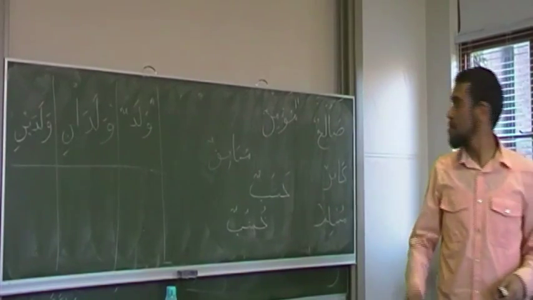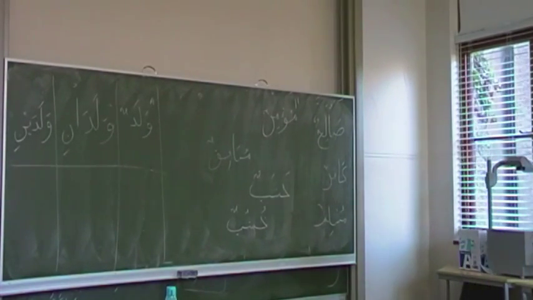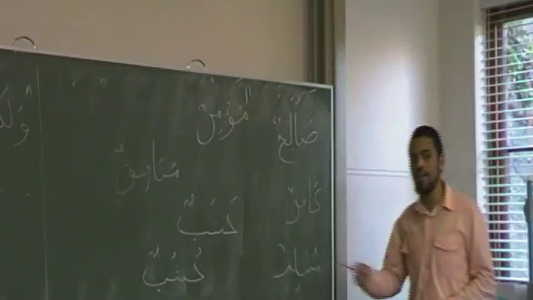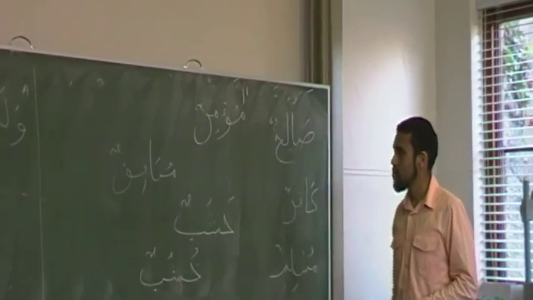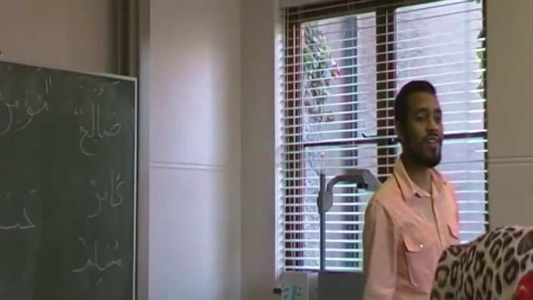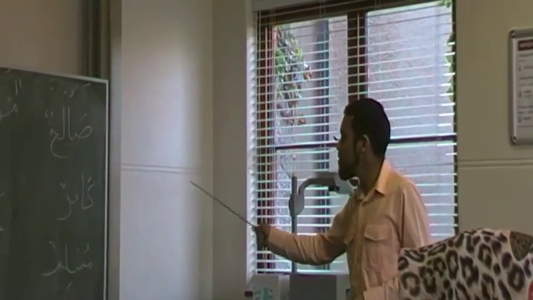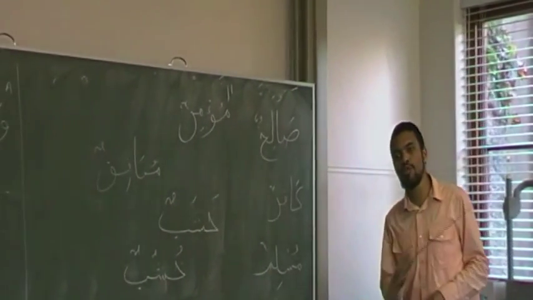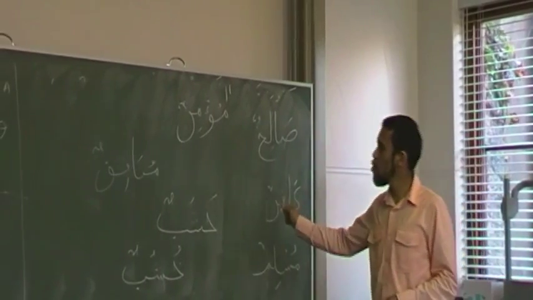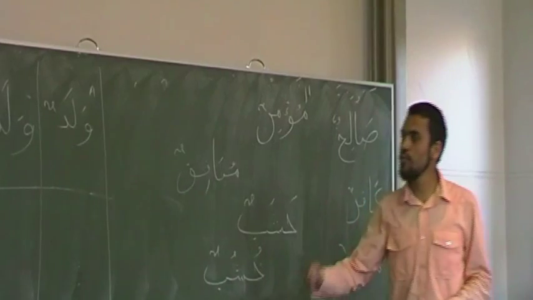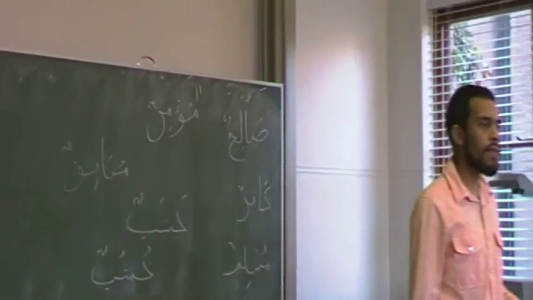Kafirun, muslimun, salihun. Okay, now we're going to say it with the case ending. Salihun, salihuna. Kafirun, kafiruna. Muslimun, muslimuna. Mu'minun, mu'minuna. Munafiqun, munafiquna.